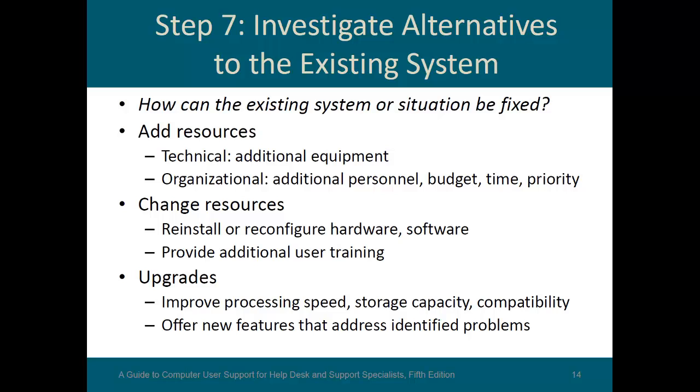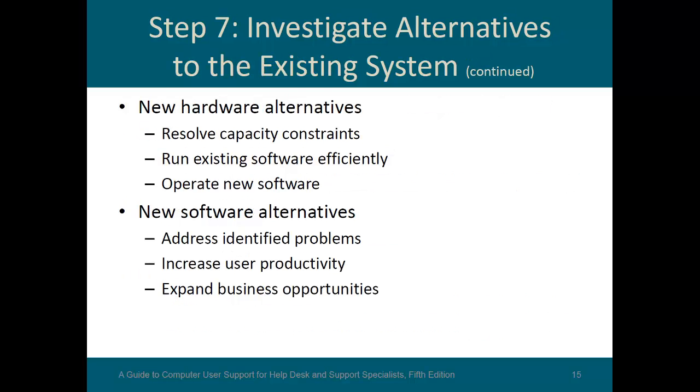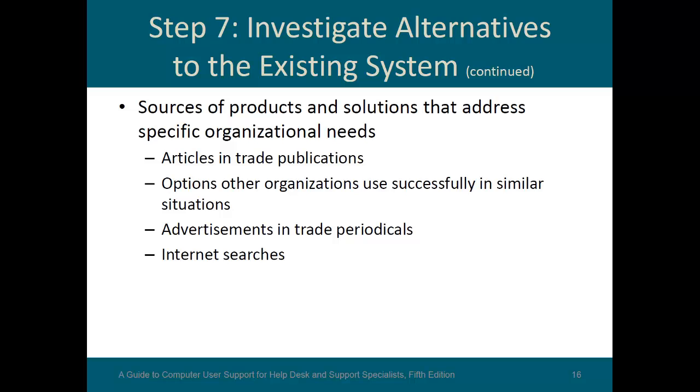This is the current system. Upgrades: improve processing speed, storage capacity, compatibility, or offer new features that address identified problems. Maybe you can upgrade what you have hardware-wise, and it'll make the software work better. That's a good alternative. Step 7, investigate alternatives, continued. New hardware alternatives resolve capacity constraints. Maybe you just don't have enough hardware space. You just need a simple hard drive upgrade. Run existing software efficiently, operate new software alternatives, address identified problems, increase user productivity, and expand business opportunities.